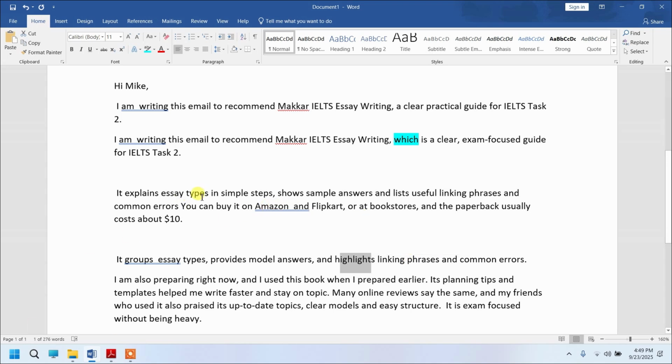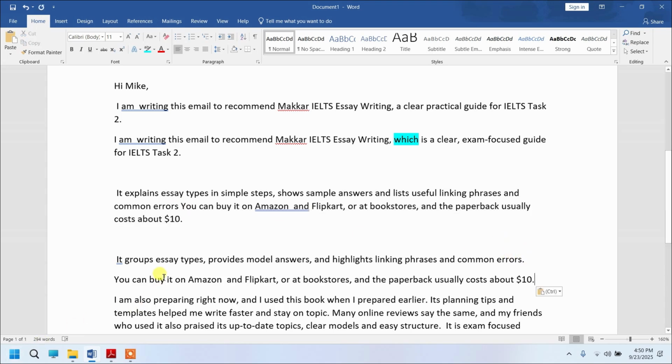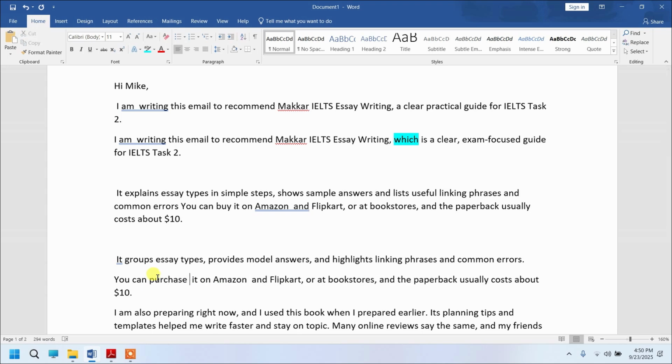Then what is my next sentence? So this sentence is kind of same. I did not change the sentence structure. I just changed the vocabulary. You can buy it on Amazon. You can say you can purchase it on Amazon. Okay, and see, I will write this part in this way. You can purchase it on Amazon. That also you can write.